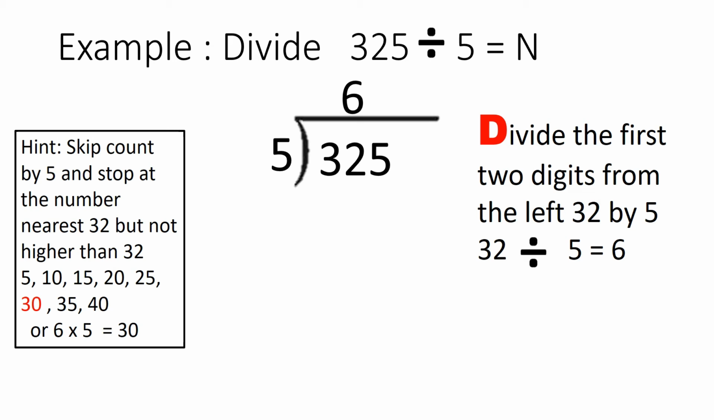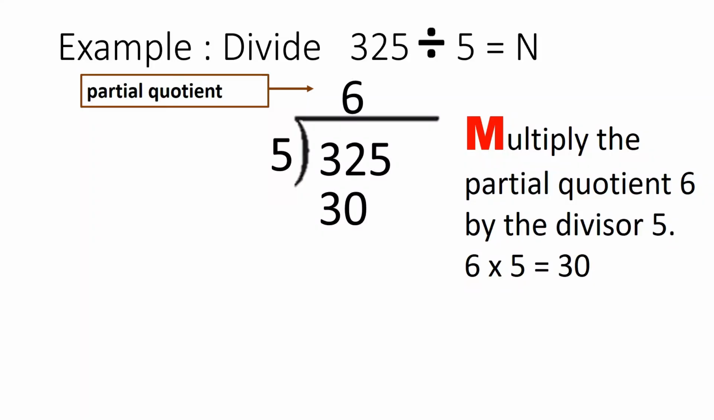For your hint, skip count by 5 and stop at the number nearest 32 but not higher than 32. Let's skip count 5, 10, 15, 20, 25, 30. 30 is the number nearest 32 but not greater or higher than 32. Or you may use inverse multiplication. 6 times 5 equals 30. 6 will be the partial quotient.